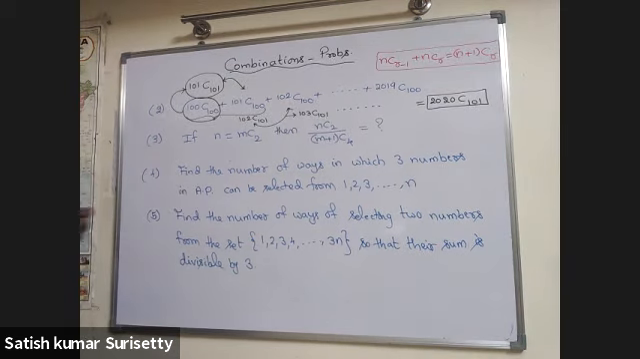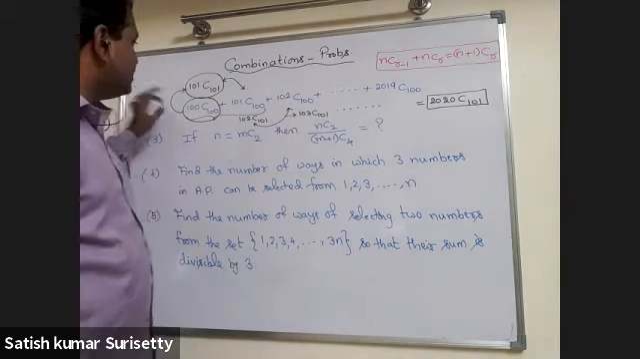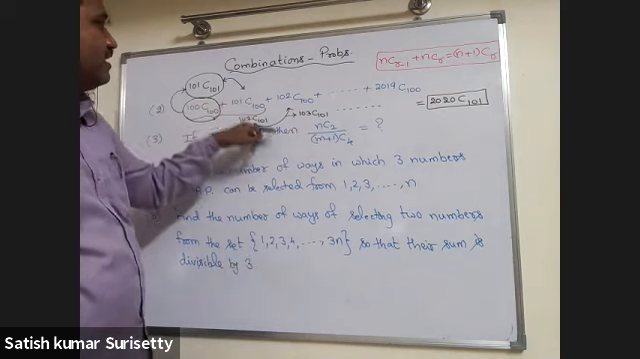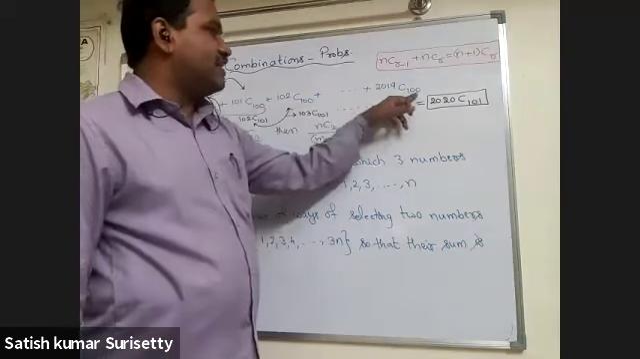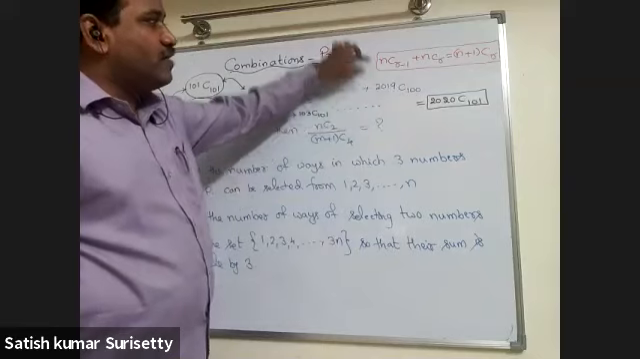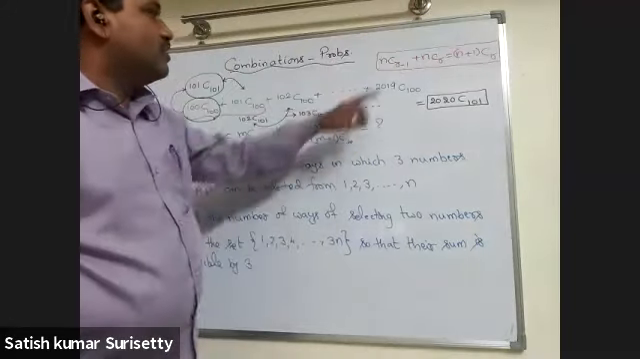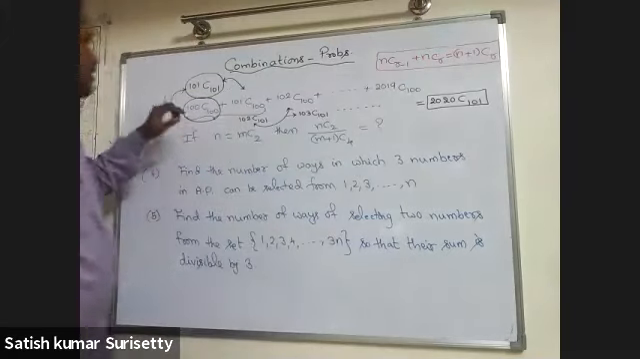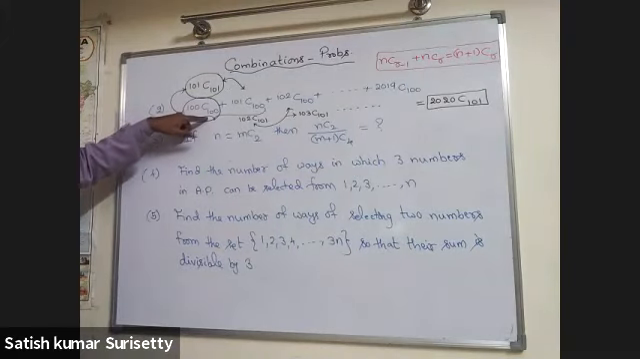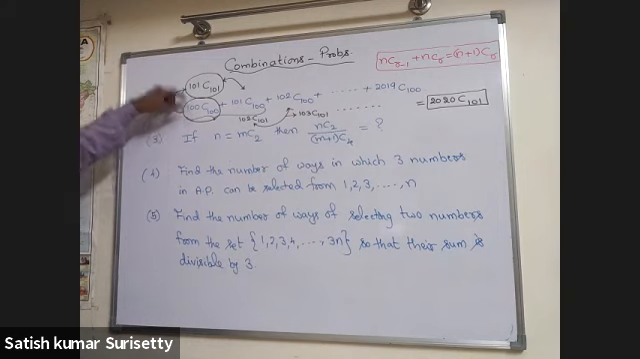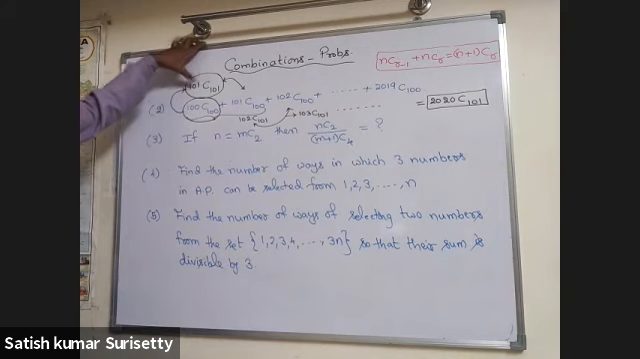So in the second problem, 100C100, 101C100 and so on 2019C100, we have to use the formula nC(r minus 1) plus nCr equal to (n plus 1)Cr. Now, to use this formula, 100C100 value is 1. Again, that 1 I can rewrite as 101C101. That value is also 1.